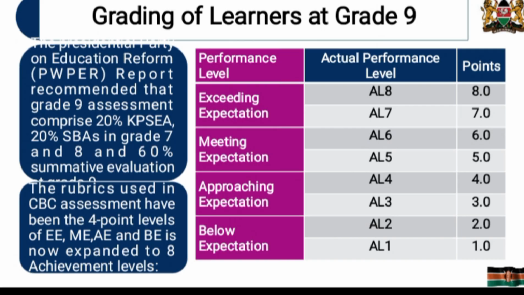So we find that under exceeding expectation, we have those learners who will be scoring 8 points. We have those learners who will be scoring 7 points. So that's under exceeding expectation. Meeting expectations, we have those learners who will be scoring 6 points, and we have those who will be scoring 5 points. Then we have those under approaching expectations. We have those learners who will be scoring 4 points and those scoring 3 points. Then we have below expectations. Those will be scoring 2 points and 1 point. So all the points are up to 8 points. It's no longer 4 points, but it is 8 points. So those 8 points have been divided into two.